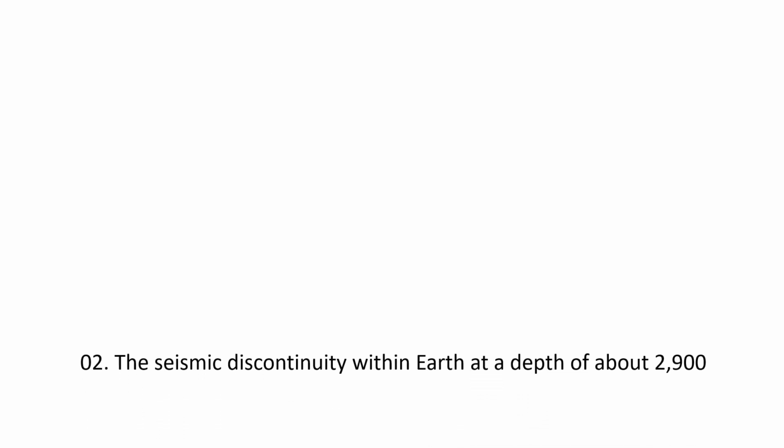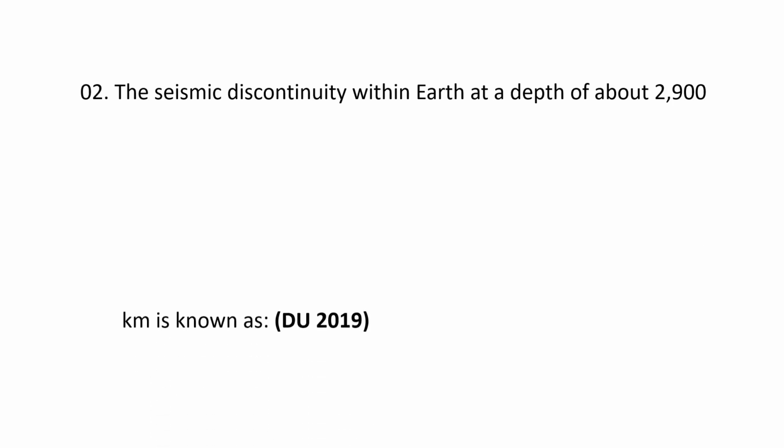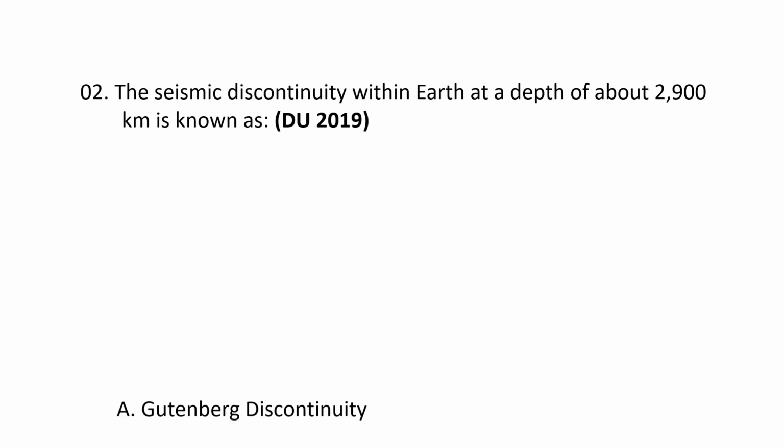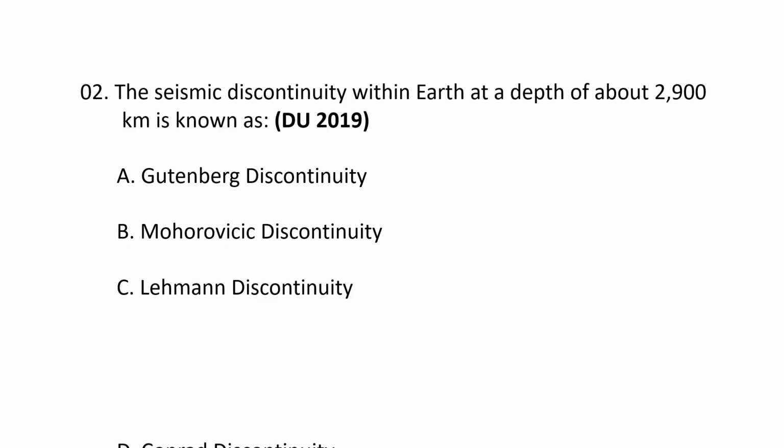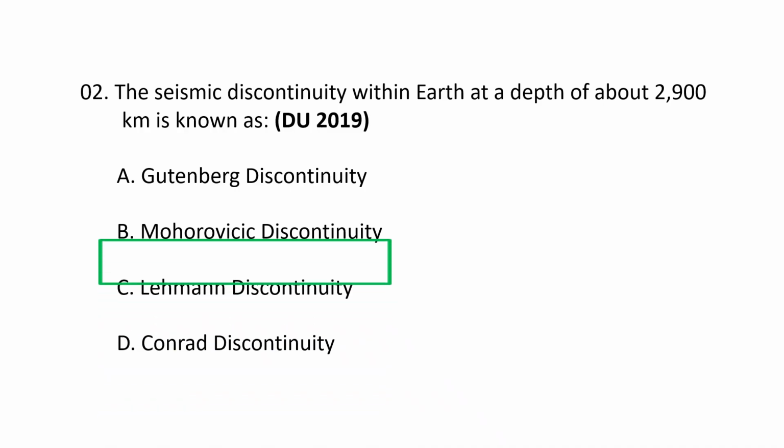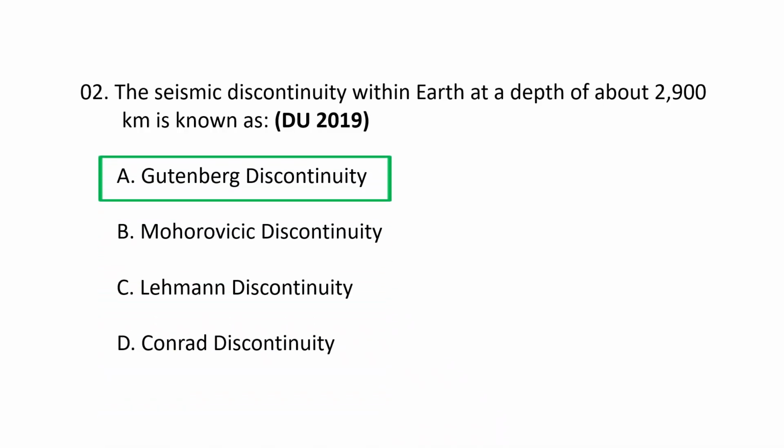Next question. The seismic discontinuity within the earth at a depth of about 2900 kilometers is known as A. Gutenberg discontinuity, B. Mohorovičić discontinuity, C. Lehmann discontinuity and D. Conrad discontinuity. So this is a very straightforward question. The answer is Gutenberg discontinuity.